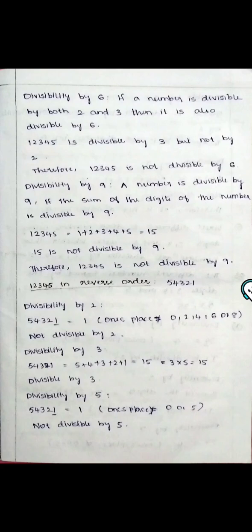And the divisibility by 3. 54321. If we add 5, 4, 3, 2, 1, we get 15. This also will be divisible because even if the order changes, the sum of the digits will be the same. So we can say that the sum of the digits is 15, which is divisible by 3. Divisibility by 5. If we check, since the order changed, the ones place digit is 1. But this is also not falling under the condition that it should be either 0 or 5. So it is not divisible by 5.